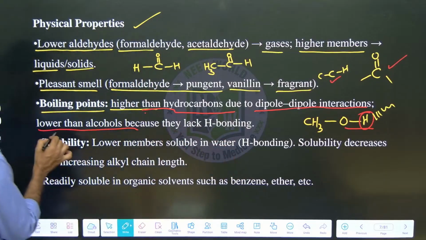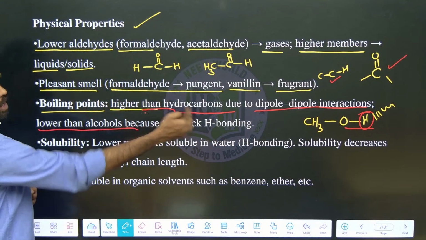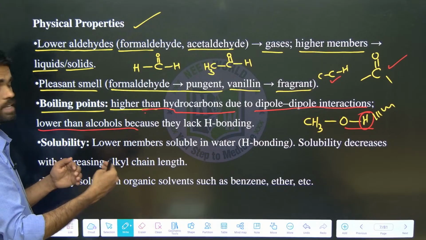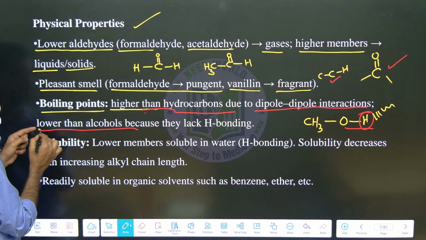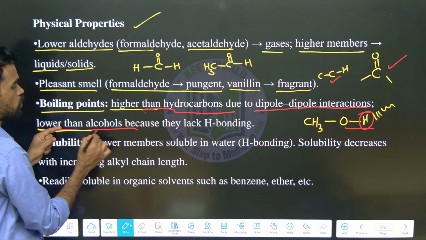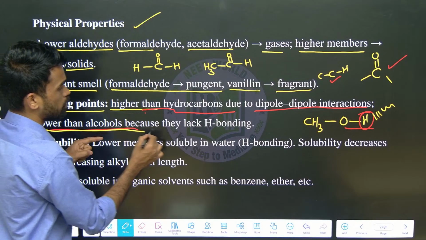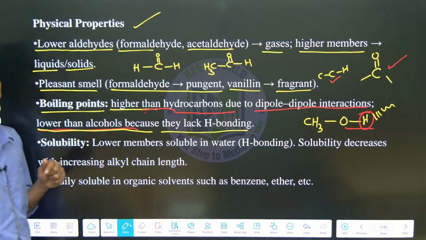Okay, so here you can see the boiling point of alcohols is greater than aldehydes and ketones. So the boiling point of aldehydes and ketones is lower than the respective alcohols because they lack hydrogen bonding. Okay, that's it, remember.